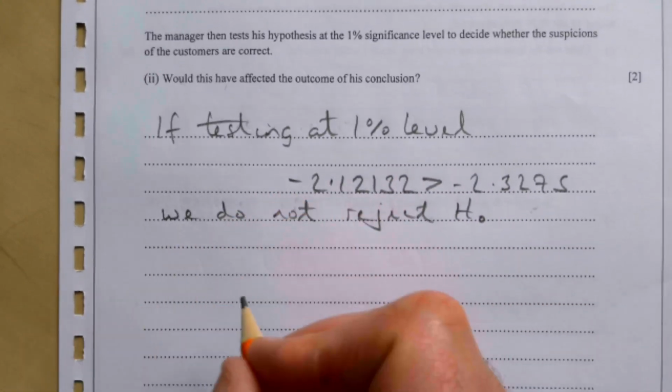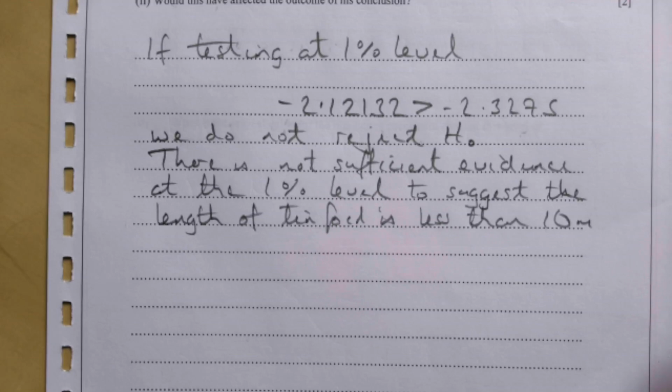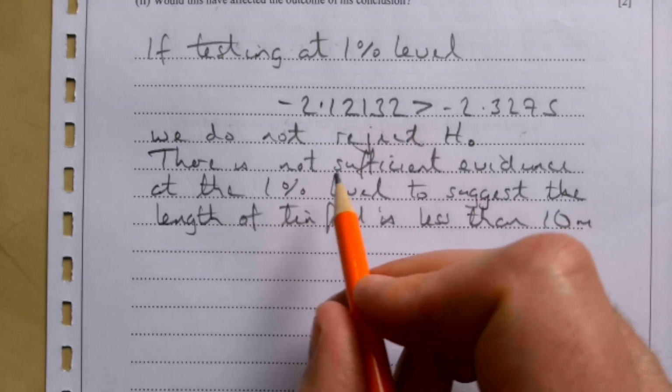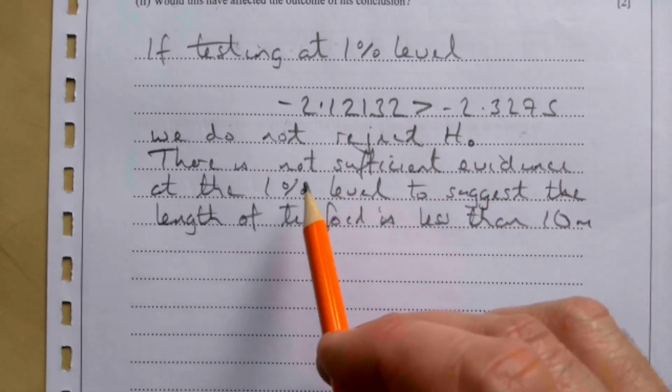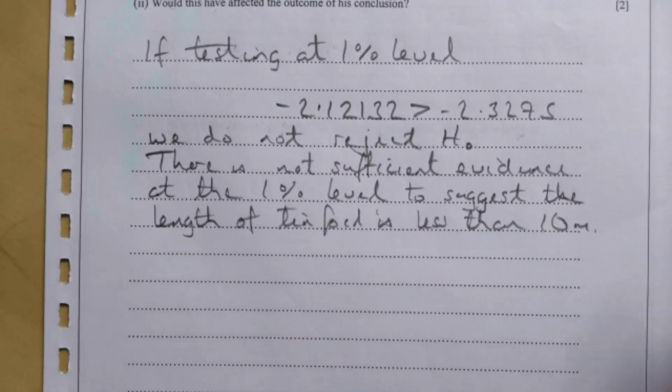So again, I'm going to hit pause and just write my wee statement. So again, here's what I've written. There's not sufficient evidence at the 1% level to suggest the length of the tin foil is less than 10 metres.